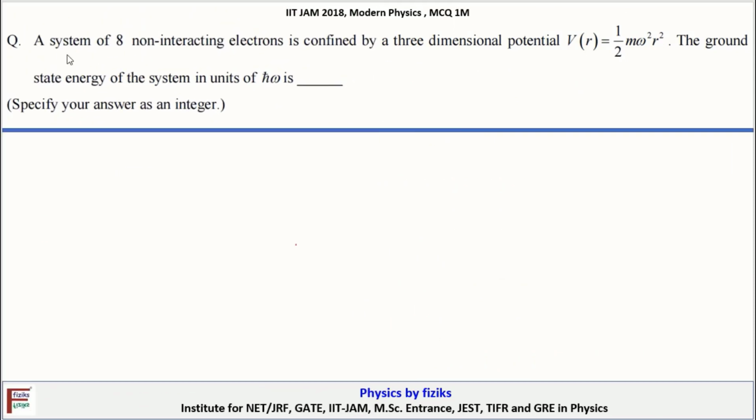A system of 8 non-interacting electrons is confined by a 3-dimensional potential Vr is equals to half m omega square r square. The ground state energy of the system in unit of h cross omega is. Solution.